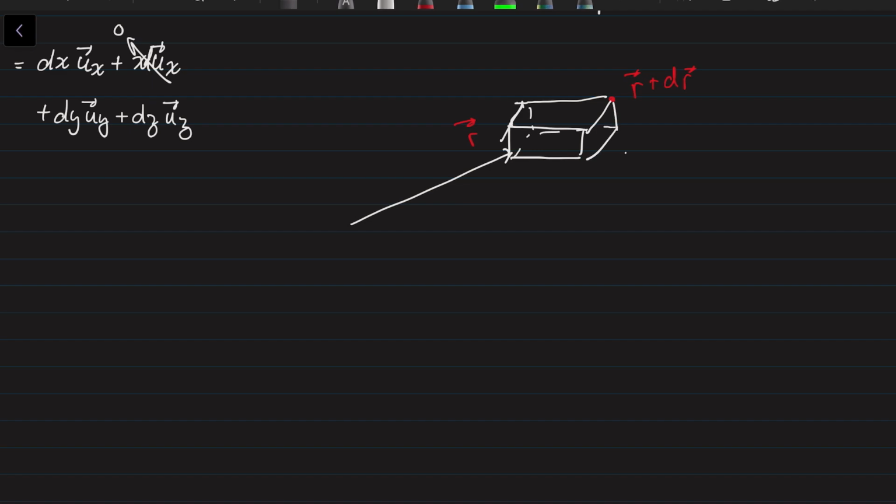I'm spanning this cube, and this length is dx, dy, and this height is dz. So the volume element is just the volume I'm sweeping as I'm going from r to r plus dr. So all I have to do to find the volume element is to multiply the components of the differential displacement vector, right? Because you can see that the volume of this cube, or of this shape, is just going to be dx times dy times dz.